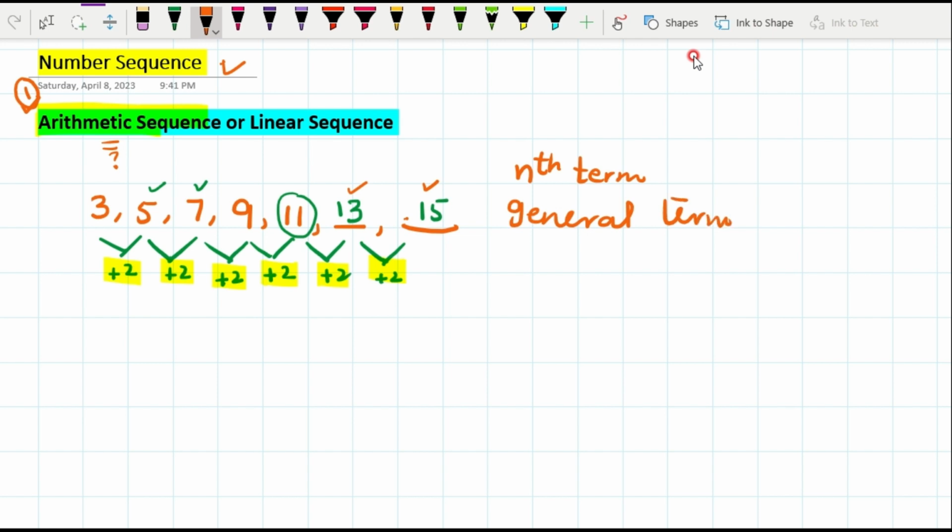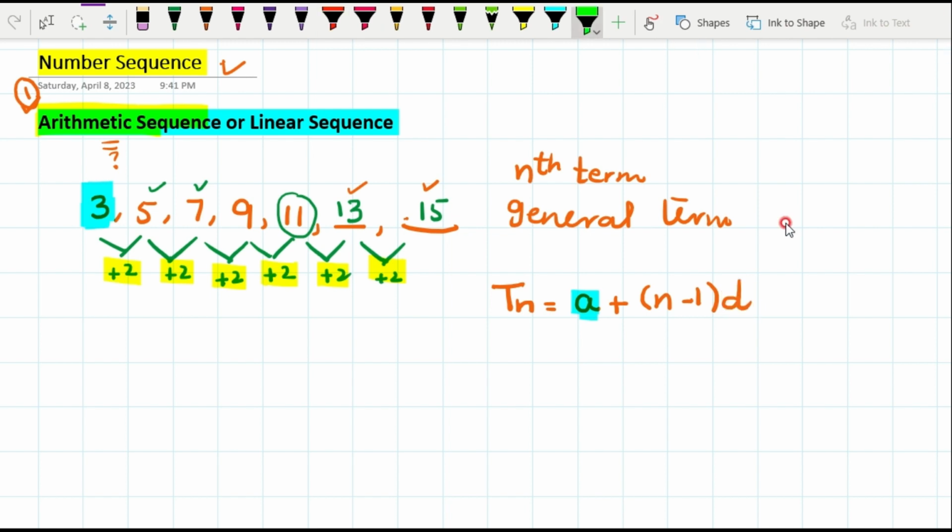We can calculate it by having a formula, that is T stands for term, n stands for nth. The formula is T n equals A plus n minus 1 into D. A means what? A means the first value, the first term of the sequence, right? And D means the common difference.